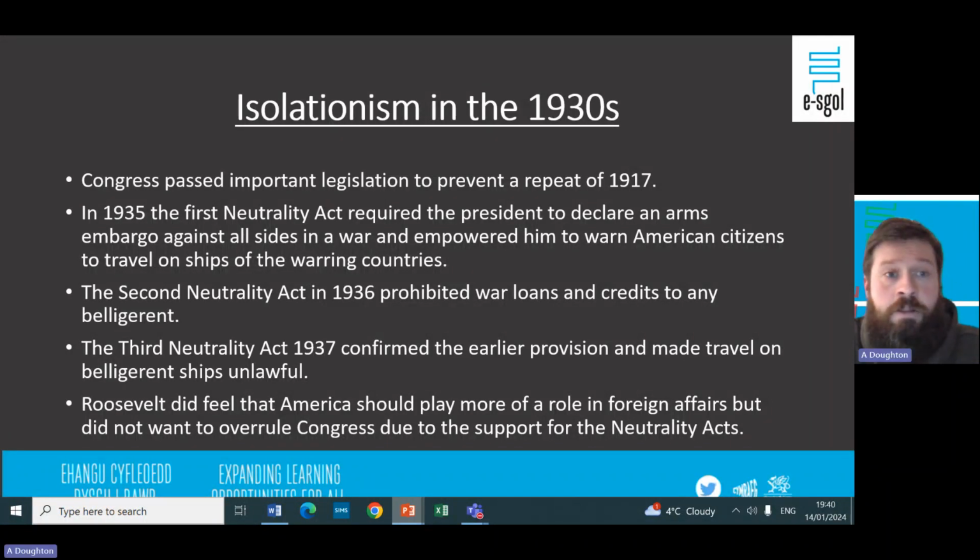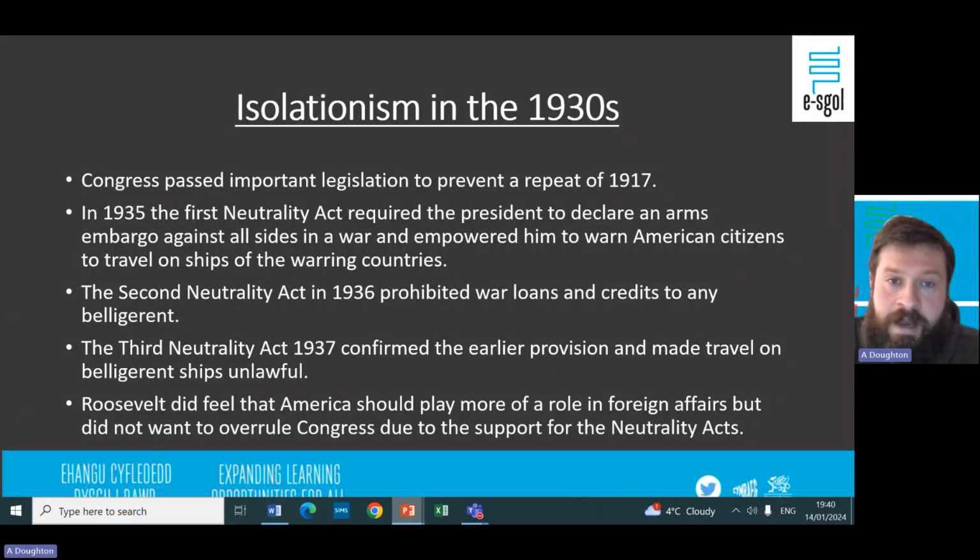So in 1935, they introduced the first Neutrality Act. It required the president to declare an arms embargo against all sides in a war and empowered him to warn American citizens not to travel on ships of the warring countries. So they were not allowed to travel on these ships because look what happened with unrestricted submarine warfare, which caused tension.